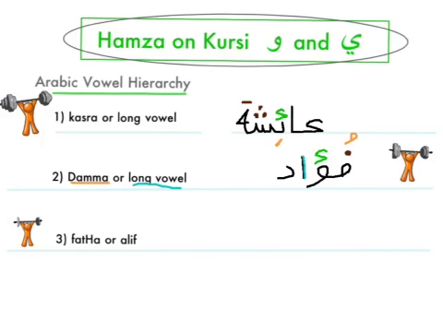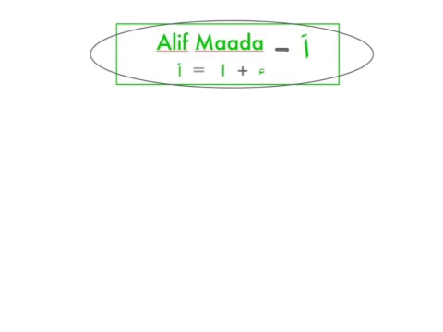When Hamza is surrounded by fatha or alif, it will be written on alif. In the word sa'al, you see that Hamza fatha comes on the letter sin. Therefore, Hamza comes on alif. Alif serves as the chair.